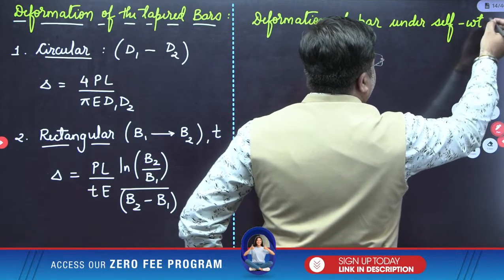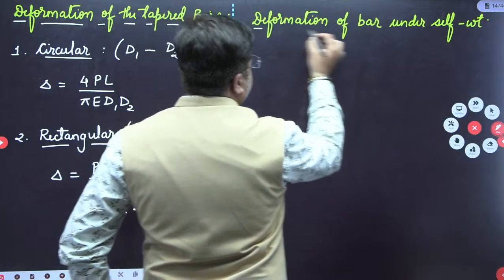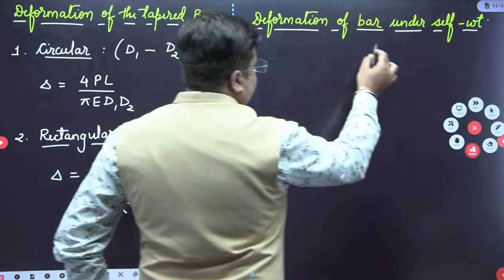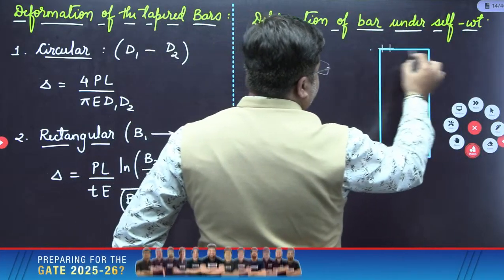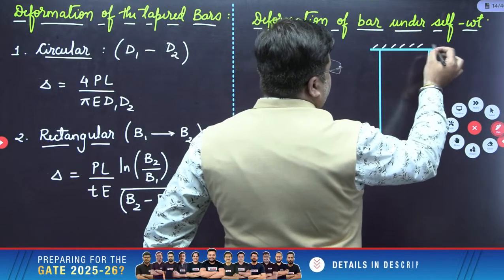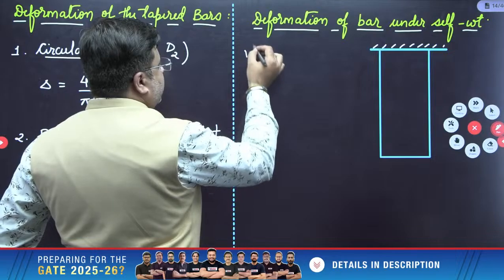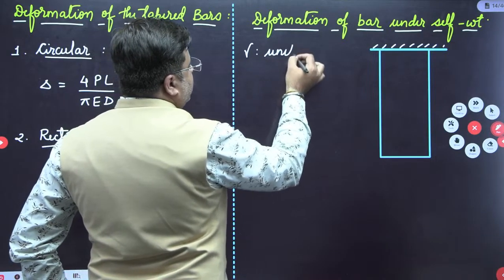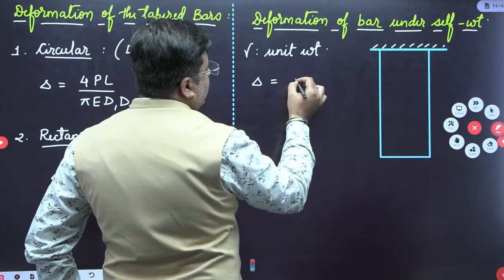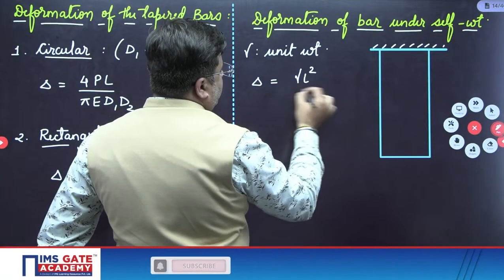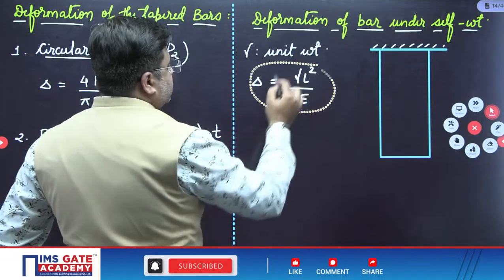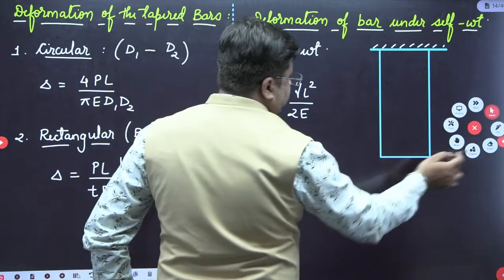Deformation of a bar under self-weight is calculated like this. For example, if this is a bar subjected to self-weight, and the unit weight of the bar is gamma, then the total deformation delta under self-weight is equal to gamma L square upon 2E. This is the deformation under self-weight.